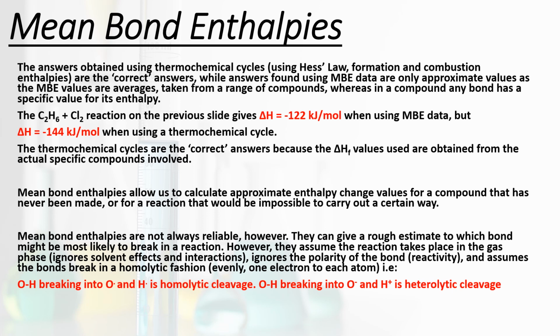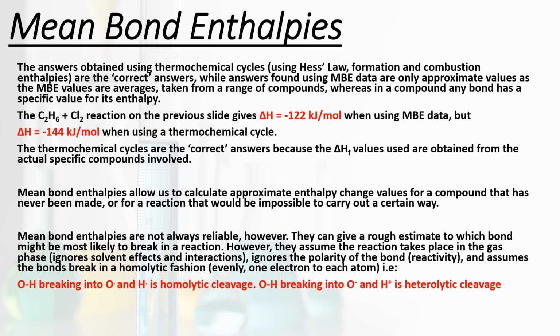And so, while it's not the biggest difference in the world, you can see that there is actually a difference between those numbers. And the thermochemical cycle, the Hess's law that we use with our formation data, gives the correct answers, because the formation values used are obtained from the actual specific compounds involved. They're not an average across a range of compounds. So sometimes a question will ask you to calculate using mean bond enthalpies, it will then give you what the true answer is and ask you why it's different. It's because you've used mean bond enthalpies averaged over a range of compounds, not for the specific compounds in the question.